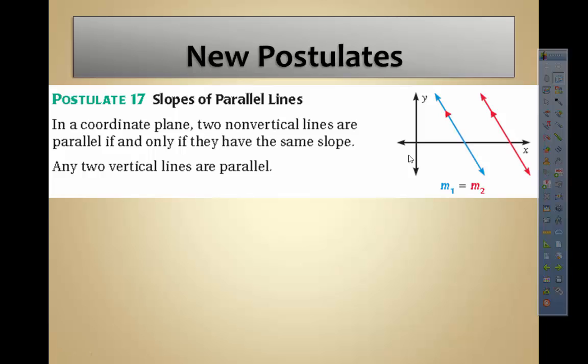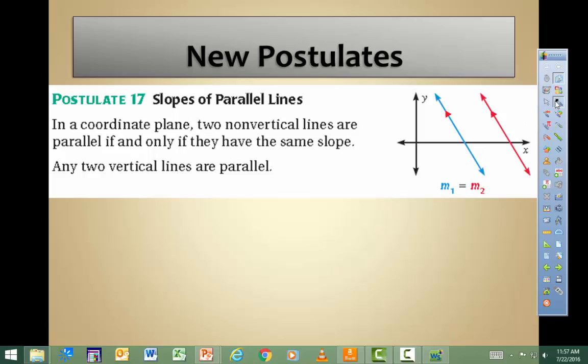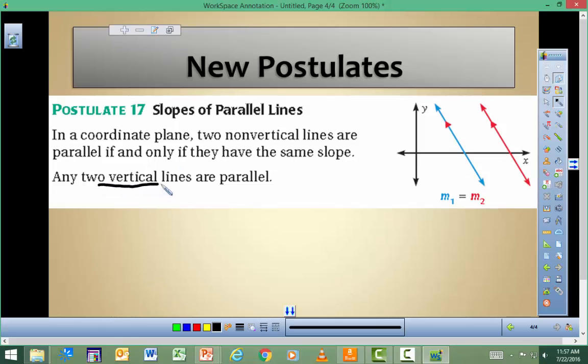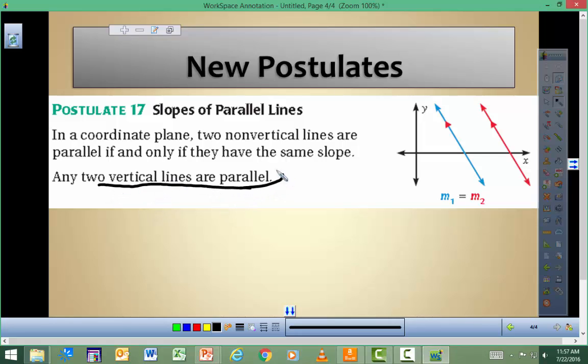Okay, so here's our postulate. It says that 2 non-vertical lines in a coordinate plane are parallel if and only if they have the same slope. And then there's an additional little side note here: 2 vertical lines are always parallel. You probably want to memorize this extra little case. If you have 2 lines whose slopes are undefined, then you can say they are parallel also.